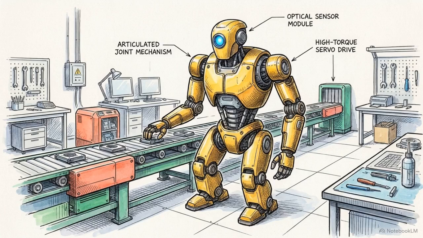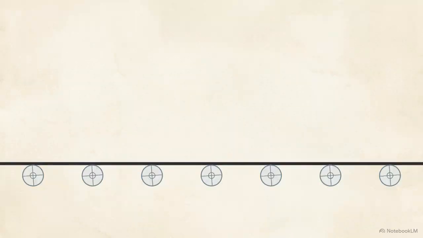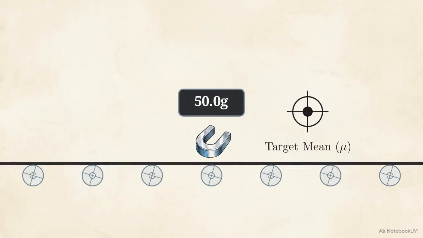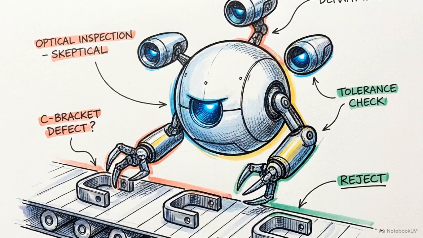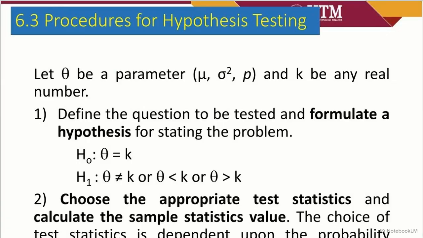Welcome to the floor of the Bot Lab. Meet Bolt, our lead assembly robot. Bolt claims the primary line is perfectly calibrated to output metal brackets with a mean weight of exactly 50 grams. But QA robot Nut isn't going to just take Bolt's word for it. To verify Bolt's claim, Nut uses a formal statistical process.